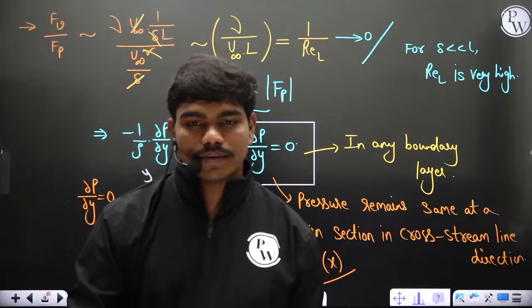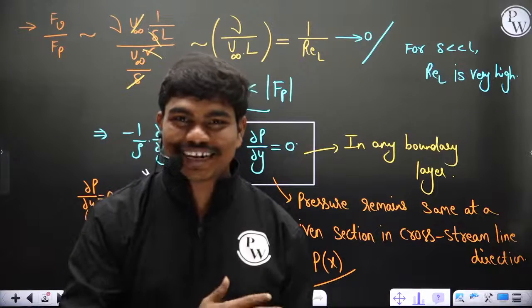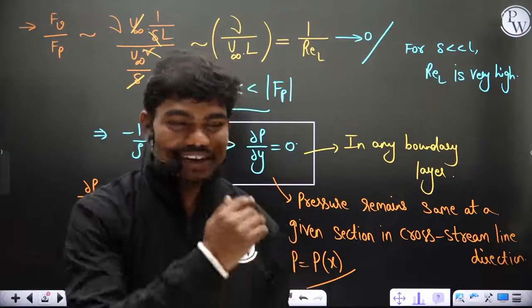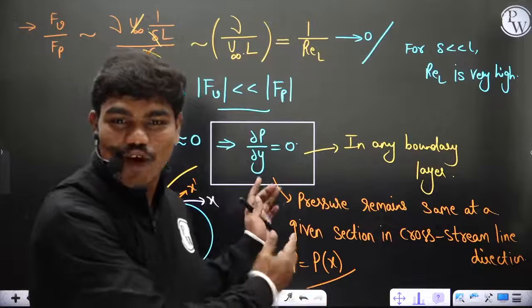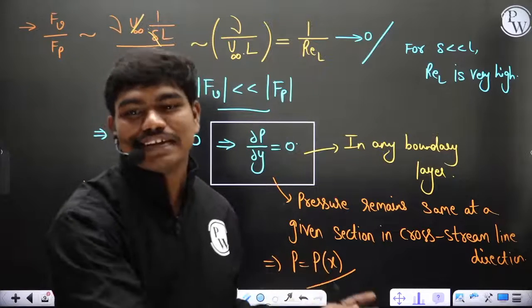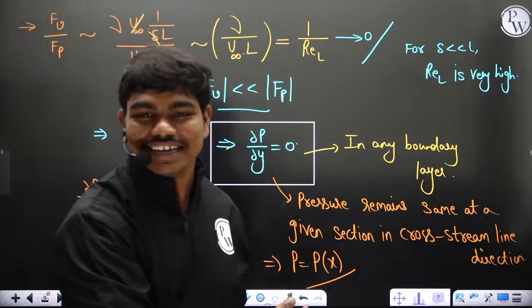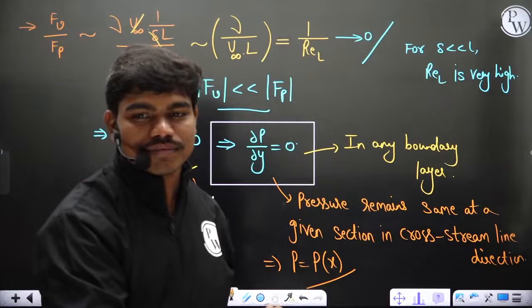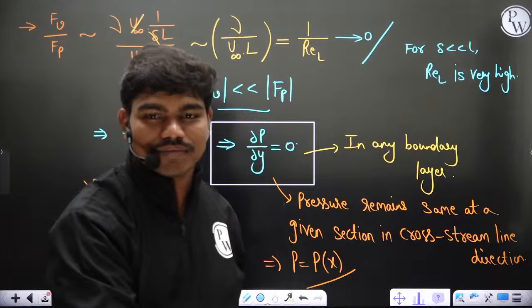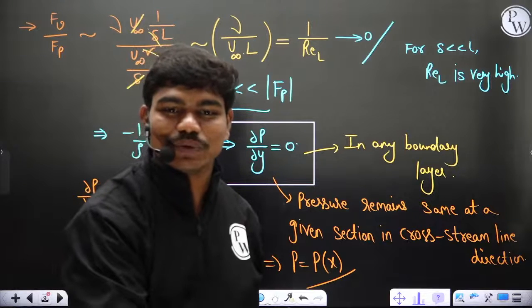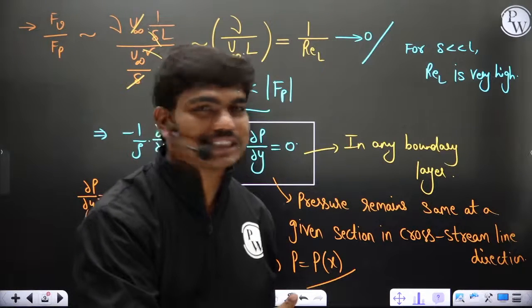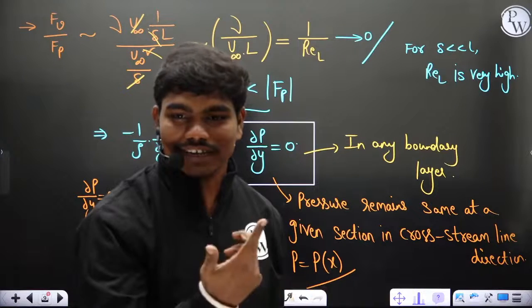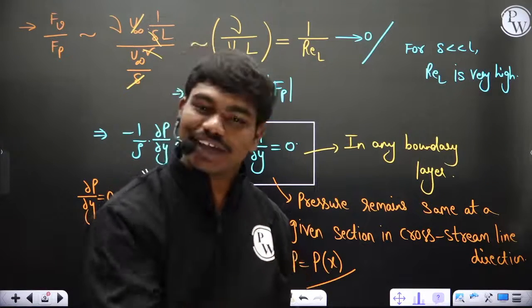Clear? Are you all clear with this or not? Please tell me. I know things are very easy. Nothing complicated here, only divisions and multiplications is what I have done. Yes or no? Anything? Nothing? Okay, clear. Good.